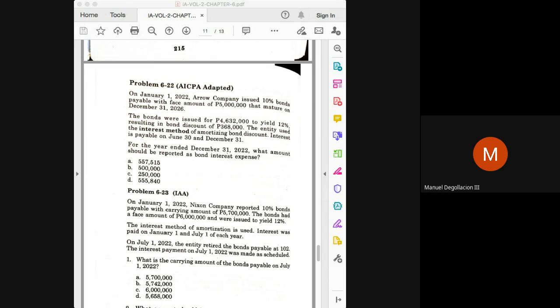Okay, so going back, the carrying amount of the bond as of June 30, 2022 is 4,659,920. And it's important for us to solve for this one, for the 4,659,920, because we will be using this one to solve for the interest expense for July to December of the year.